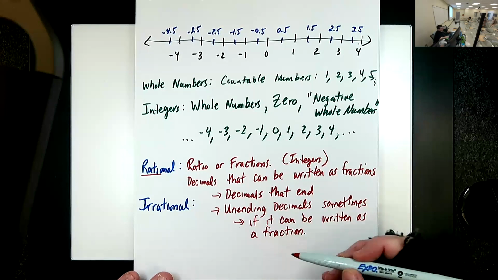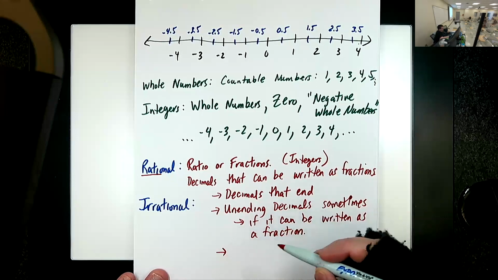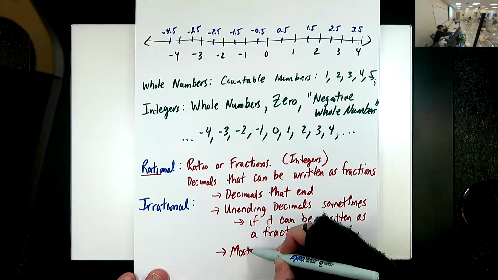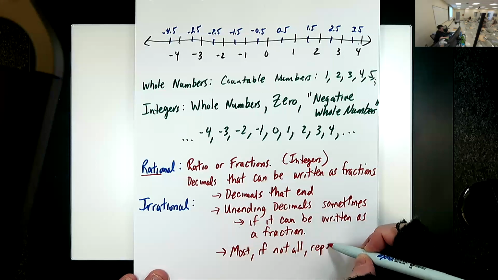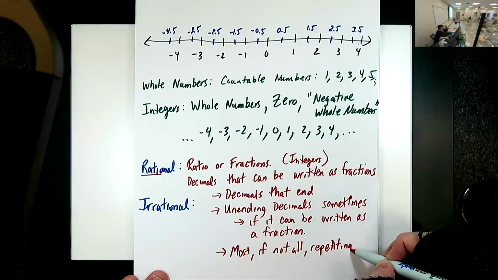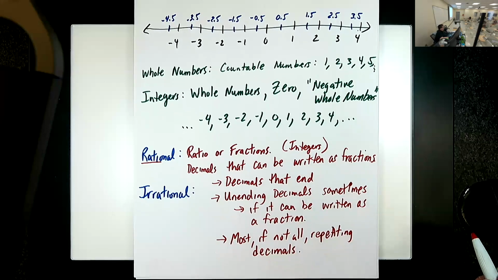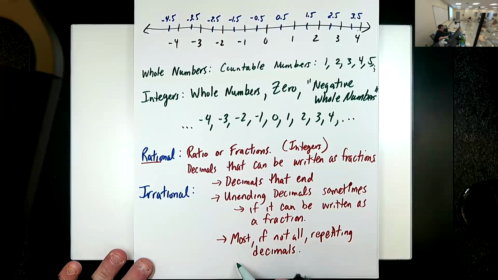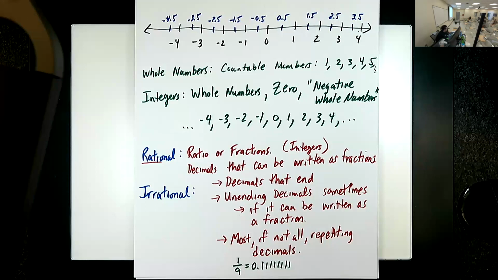Often these decimals can be written as a fraction. I'm not going to say all of them, but I'm pretty sure most, if not all, are repeating decimals. For example, 1 over 9 is the same thing as 0.1111111 and it keeps going. It just keeps going.